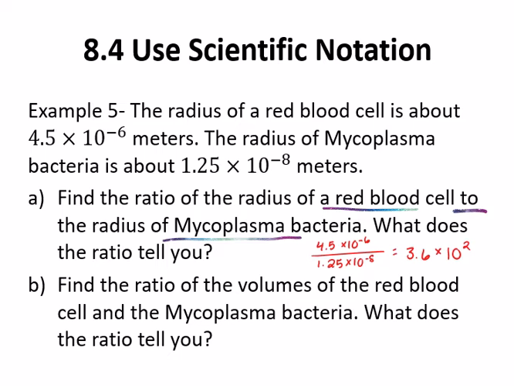So find the ratio of the volumes of the red blood cell and the Mycoplasma bacteria. What does the ratio tell you? So if you were to use the formula for volume of a sphere, because a cell is pretty much a sphere, right? You would probably use 4/3 pi r cubed. So you would take the radii that you have and you would cube those and you would set that into one of these formulas.